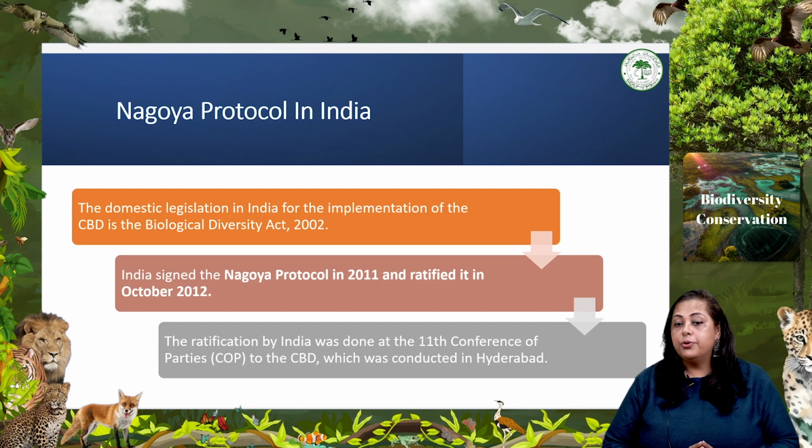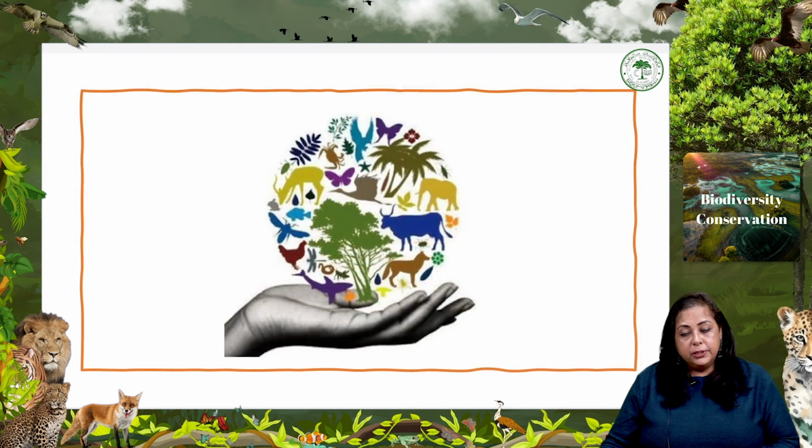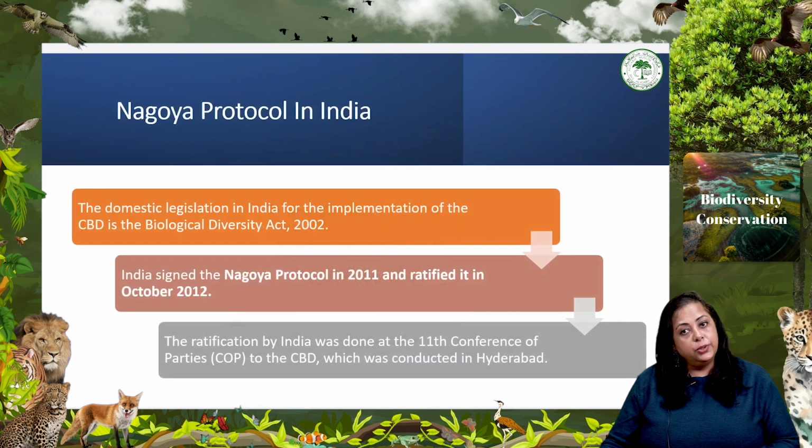India signed the Nagoya Protocol in 2011 and ratified it in October 2012. The ratification by India was done at the 11th Conference of the Parties, the 11th COP to the CBD, which was conducted in Hyderabad. So, this is all about the Nagoya Protocol, access and benefit sharing, and the role of India. We have the national act, the Biological Diversity Act 2002, and we signed and ratified the Nagoya Protocol.